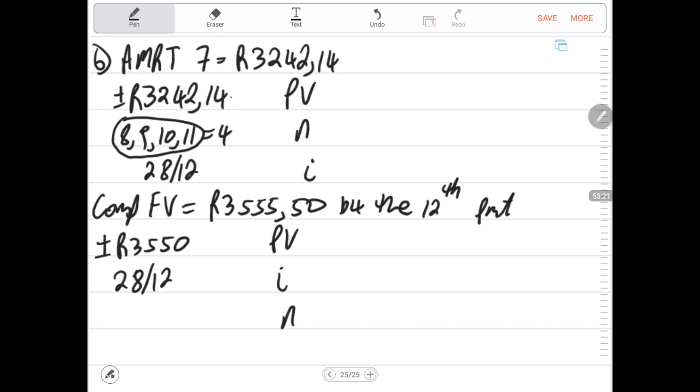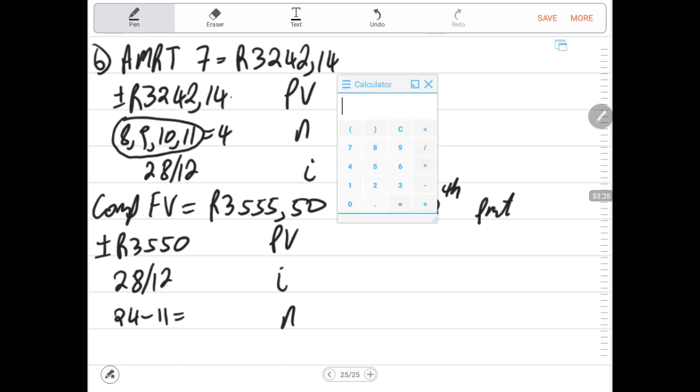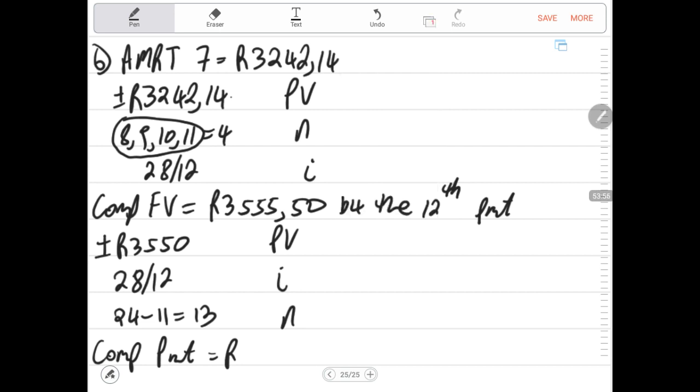Our n will be how much? That is the very important question. Our n will be 24 minus 11, because we start in month number 12. 24 minus 11, we get 13, meaning for 13 months we're going to be making payments. How much will those payments be? This is what we are calculating. We're calculating PMT. Then second function alpha 00, once again to clear, because we're not using a mode, it's different calculations. Plus minus 3,550 rand 50 cents.